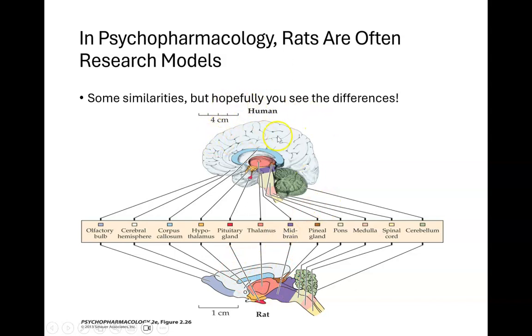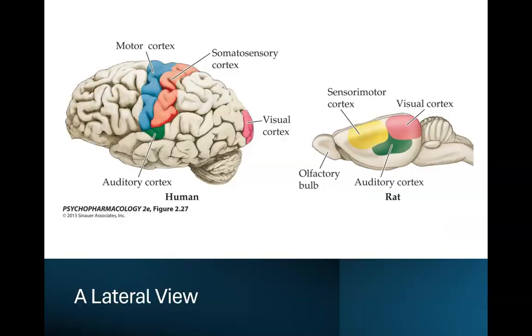We also have more grooves, we have more fissures and sulci, and that's to basically help increase the surface area of the brain. Here's just another different view of that. So here's our motor cortex, our somatosensory cortex, our auditory cortex, and the visual cortex. Notice that in the rat, somatosensory and motor have been combined into one area. The visual cortex is here, the auditory cortex is here, and there's very few other areas for those higher order processes.